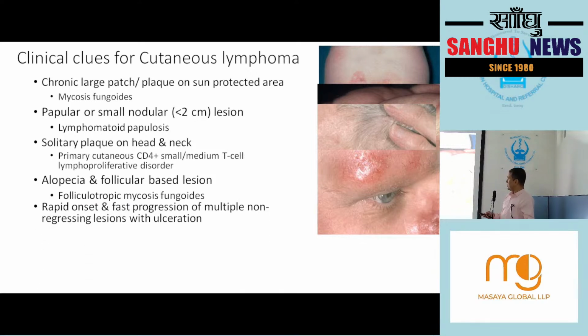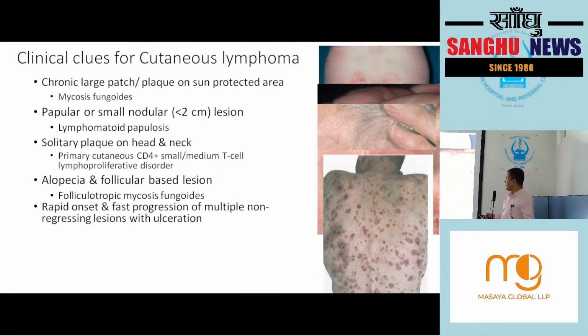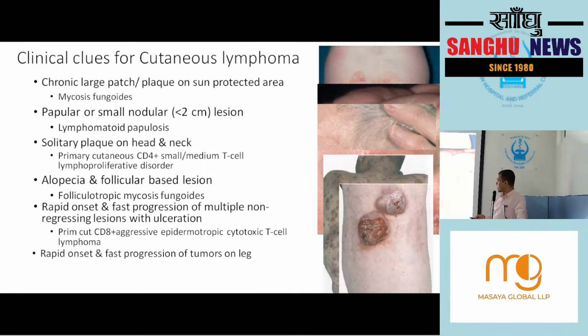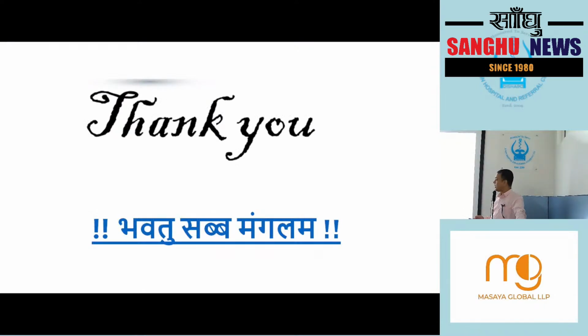If you see rapid onset, fast progression of multiple lesions of this type, with necrotic plaques, then think of primary cutaneous CD8 positive aggressive epidermotropic T cell lymphoma. If you see rapid onset, fast progression of tumors on the leg, think of primary cutaneous diffuse large B-cell lymphoma, leg type. Thank you very much. Thank you for your attention.